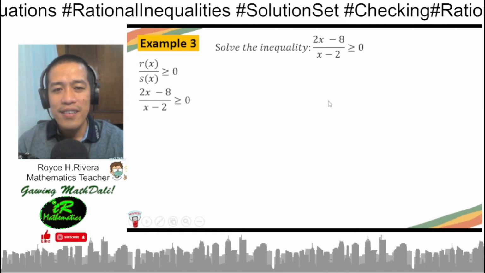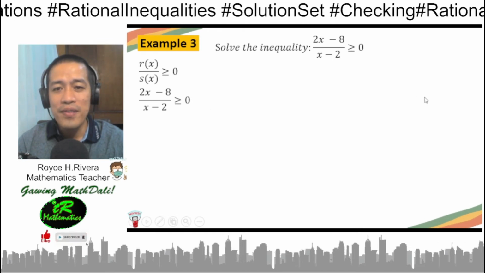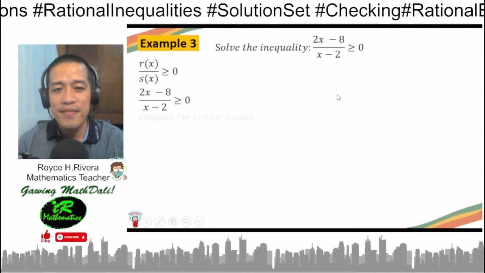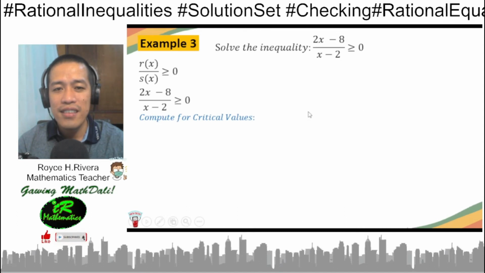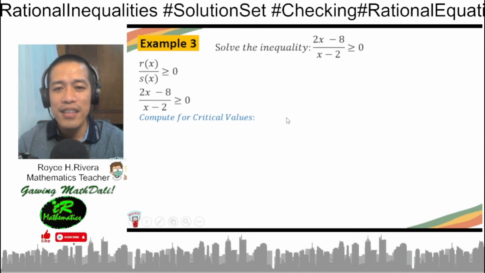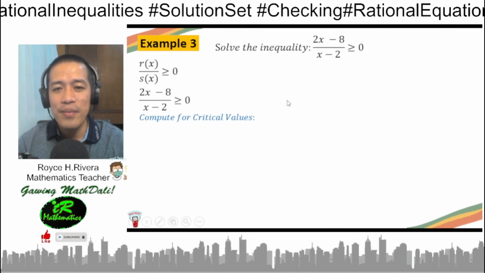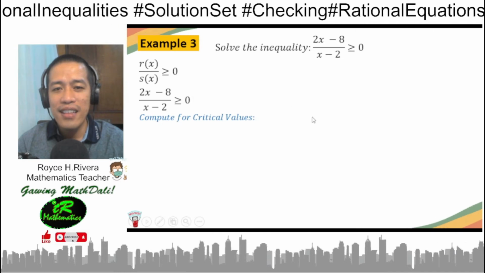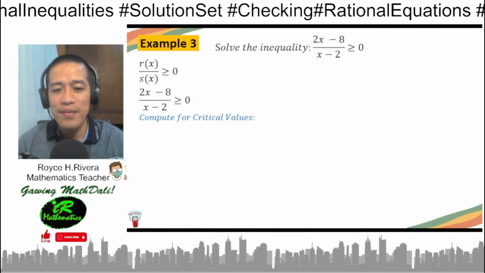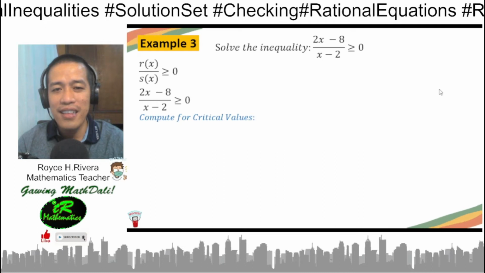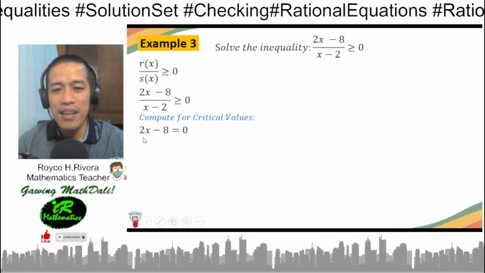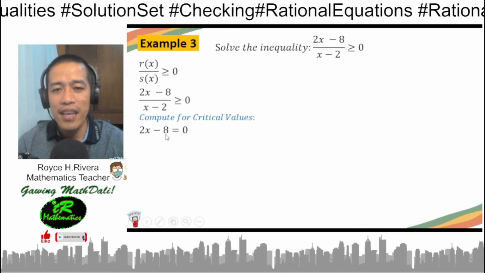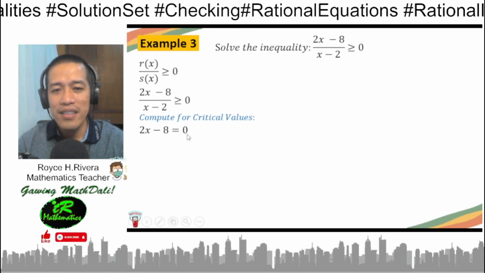Now, we move to the next step to compute for the critical values. To do that, we need to equate the numerator and the denominator to 0. Unahin muna natin ang numerator. The numerator 2x minus 8 equals 0.